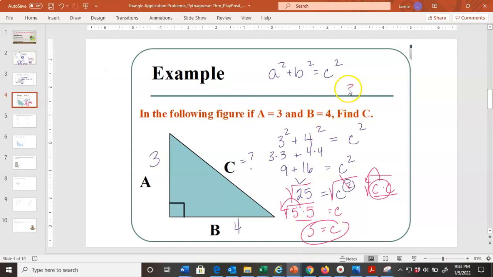3, 4, 5 is actually a special right triangle. It's called a Pythagorean triple. So literally every time you see 3 and 4, you know it's going to be 5. If you see a 5 here and you have a 3 here, you know it's going to be 4. It's a special Pythagorean triple. You see it a lot in architecture and building and art. So there are a bunch of Pythagorean triples. You guys should look up some. We'll talk a little bit more about those. They're just kind of special, but they're also easy to remember.